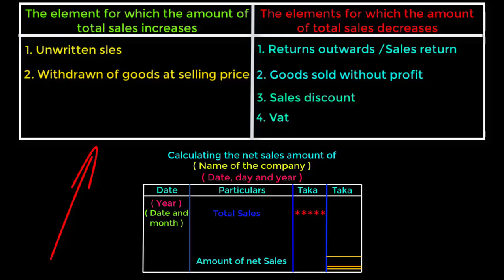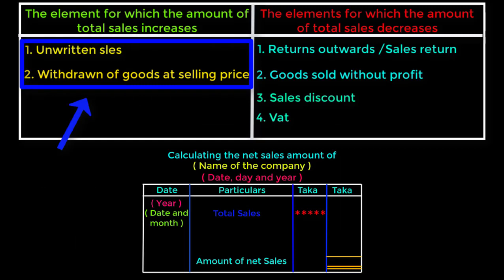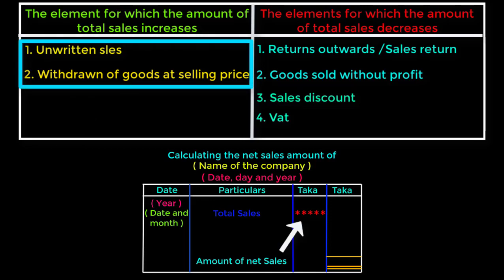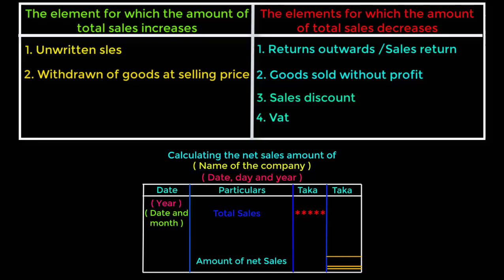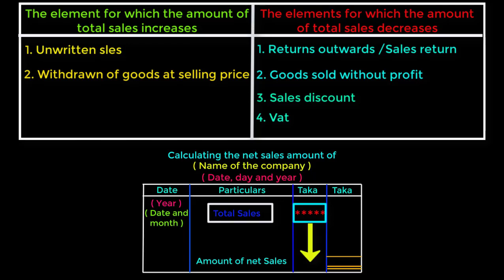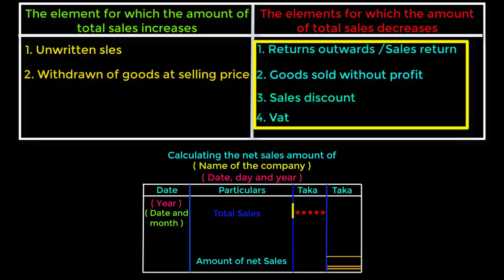Look at this chart now. These are the elements for which the amount of this total sales increases. We will have to add the amount of these elements with this amount. On the other hand, these are the elements for which the amount of this total sales decreases. We will have to deduct the amounts of these elements from this amount according to the question.